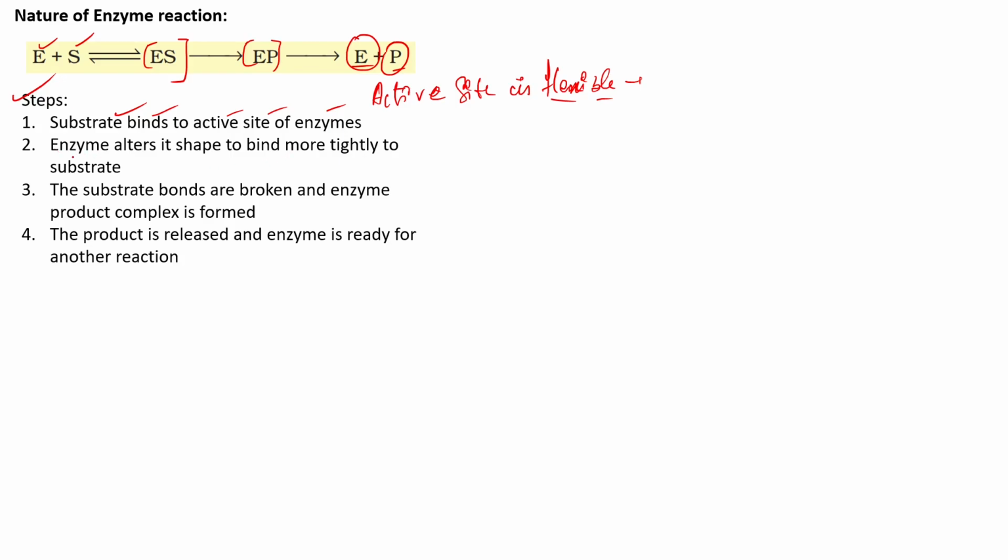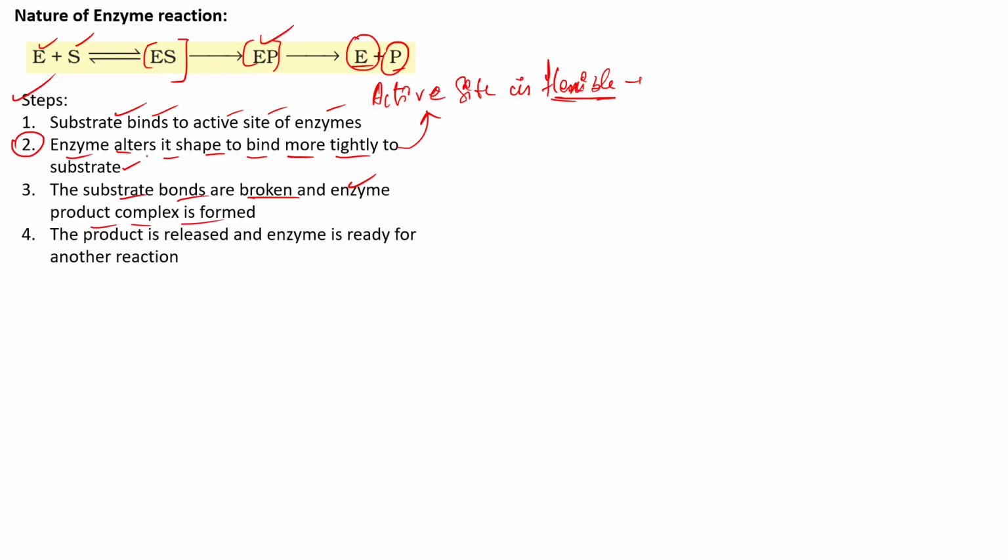Next, the second step is that the enzyme alters its shape to bind more tightly to the substrate. This second point itself tells us that the active site is flexible in nature. After the substrate binds, the active site can slightly modify itself according to the shape of the substrate, and it is now ready to catalyze the reaction. The third point is that the substrate bonds are broken or rearranged, and finally the enzyme product complex is formed.